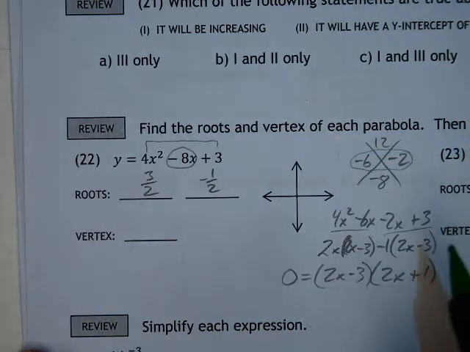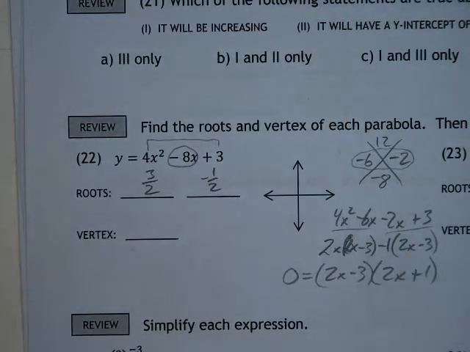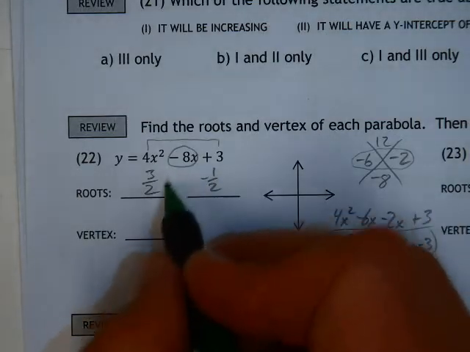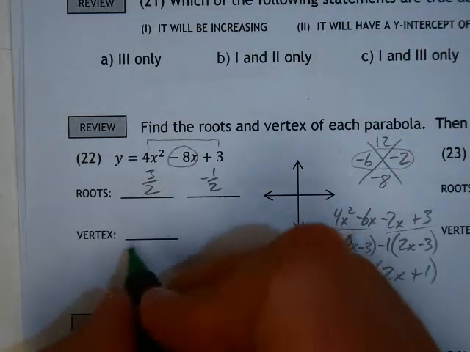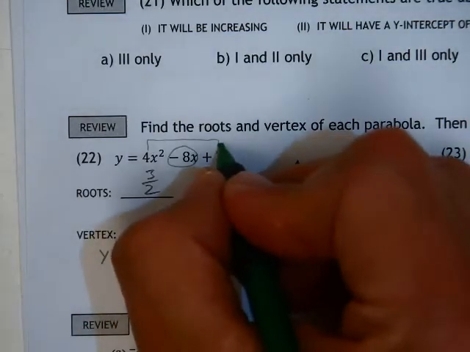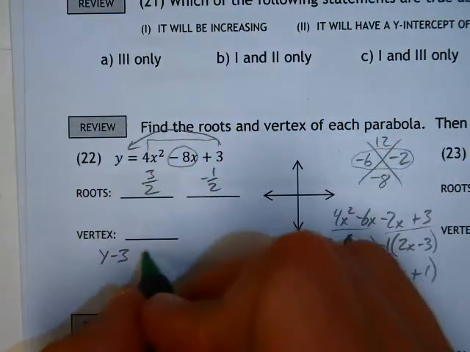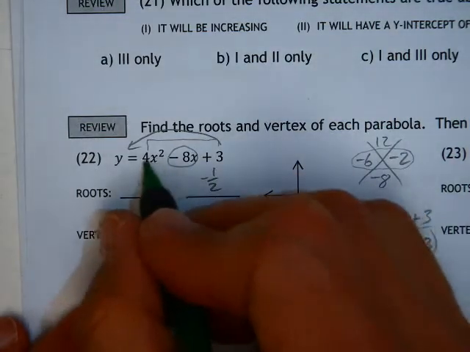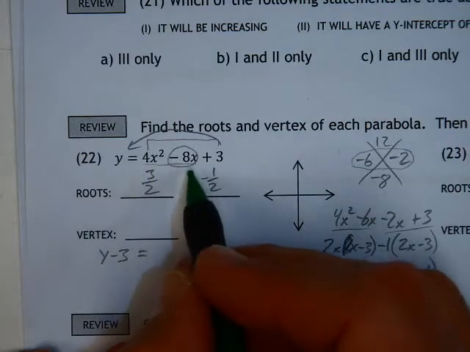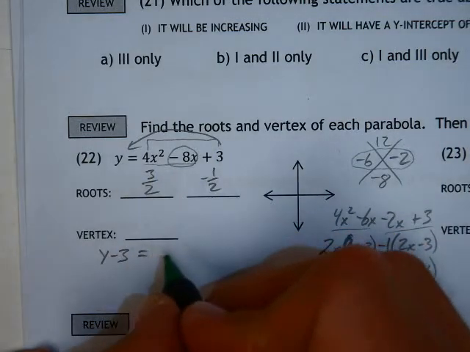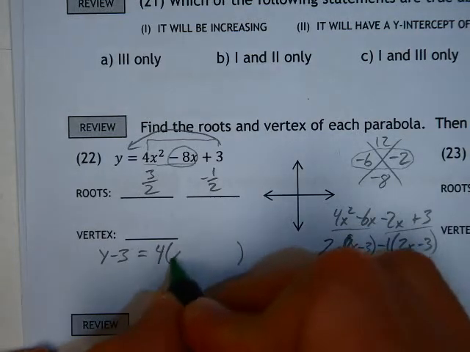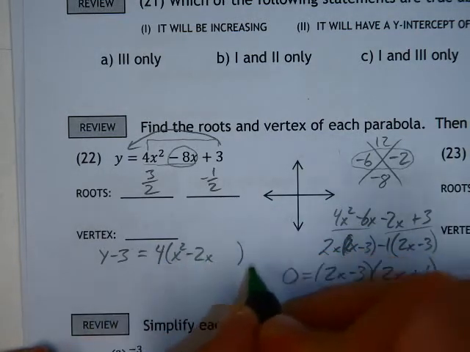My vertex, well, that's a whole different story. That's a whole different problem than the roots. There are a couple ways of doing it. I think I'm just going to complete the square because this is an important concept for tomorrow's worksheet. So I've got a y minus 3. If I subtract 3 from both sides, move it over there, I have a 4x squared minus 8x. I can take out a 4x, but I only want to take out a 4. When I take out that 4, I'm left with an x squared minus 2x.